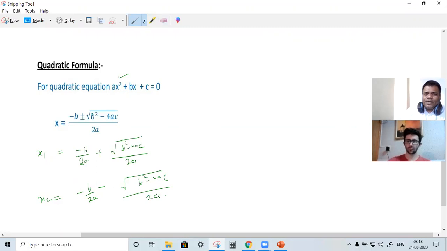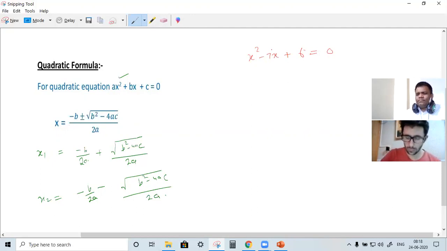Before I proceed, let me take one simple example. If I say x square minus 7x plus 6, not 6, take some bigger number, or even we can take 6, also there is no problem. Take 6, equals to 0. Can you get the 2 values of x? Yes.